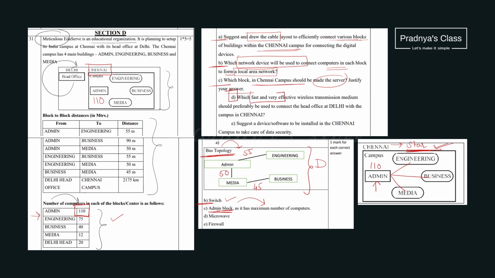Which fast and efficient wireless transmission medium should be used to connect the head office at Delhi with Chennai? For the given distance, microwave will be the efficient option. Moving ahead to the last question. Suggest a device or software to be installed in the Chennai campus to take care of data security. For computers, firewall is the best option.